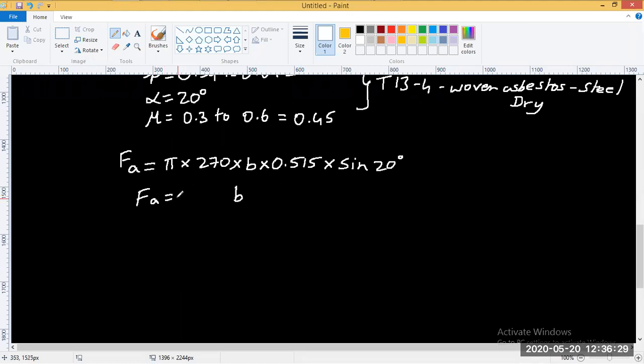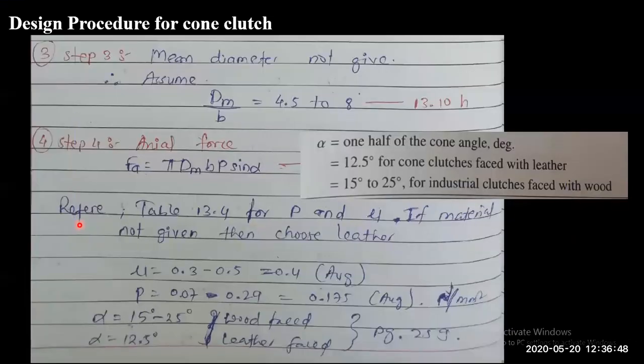Okay, so FA I'm getting 149.4 B. So this is FA. Right, that's it. That's about the axial force. Move on to the next step.